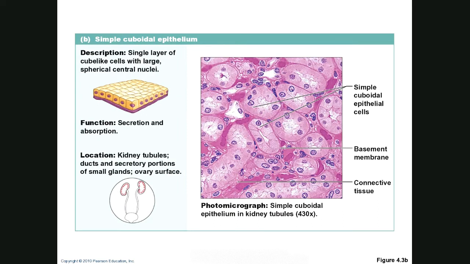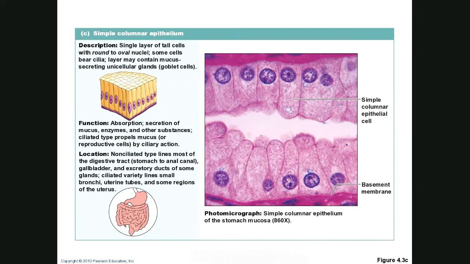Here we have some simple cuboidal epithelium, little cube shapes here, as you can see. And these are actually simple cube shapes right through here. This is in the kidney. Now this is simple columnar. As you see, here is your basal surface. This is your apical surface. Again, basal surface, apical surface. So it's simple columnar epithelium.